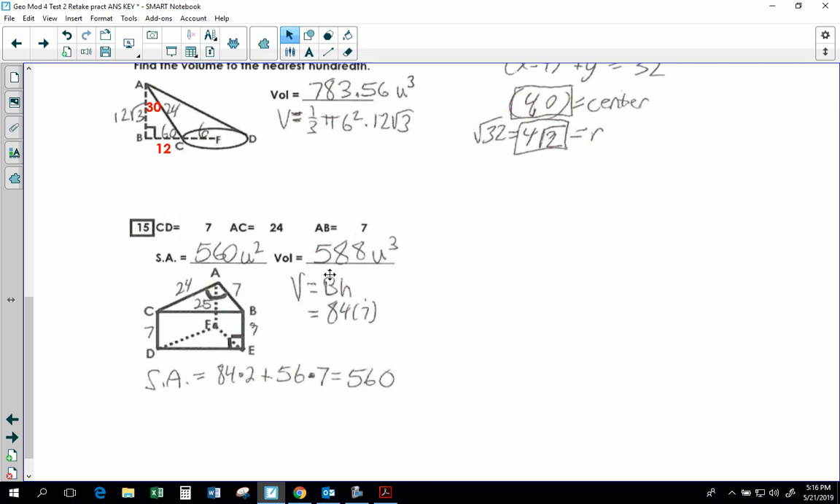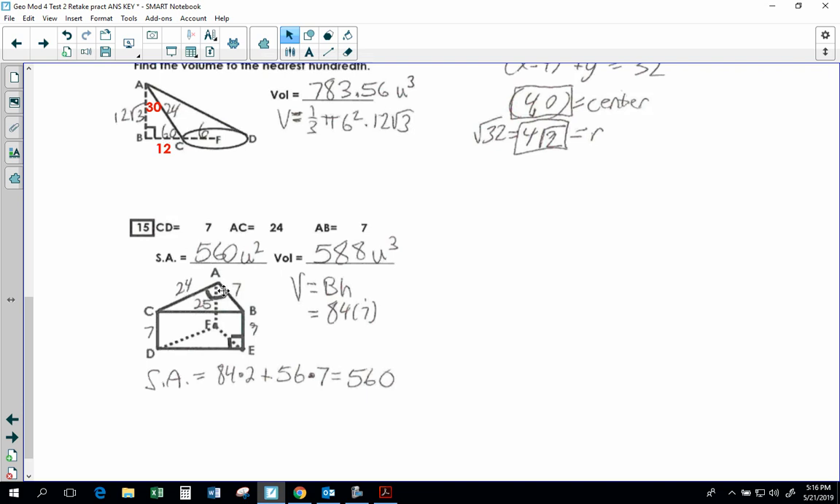Volume is area of the base. This base figure is a triangle. What's the area of a triangle? One half base times the height. So half of 24 is 12, times 7 is 84. So that's the area of the base, times the height, 7. 84 times 7 is 588. And it's volume, so it's cubic units. 2 points for that one, and 2 points for this one.